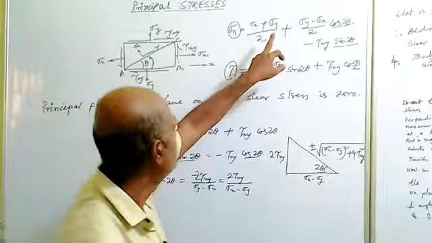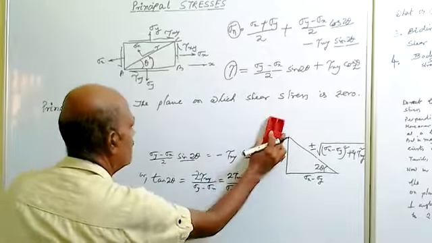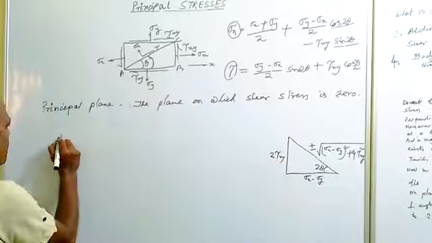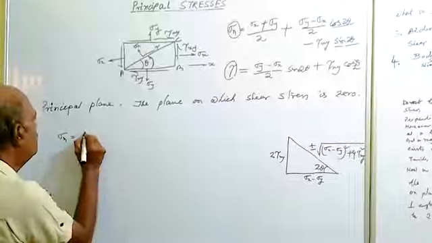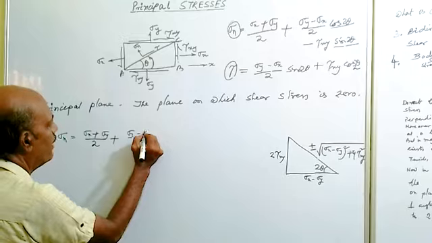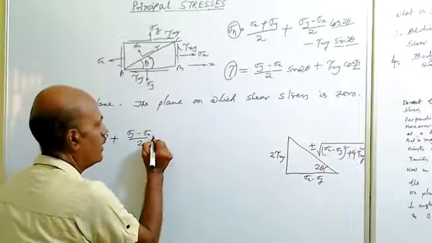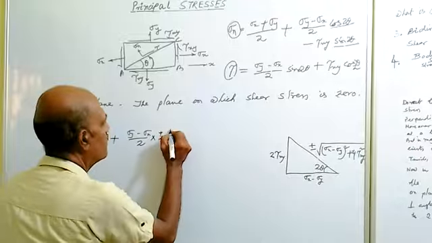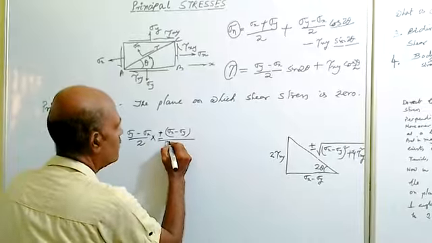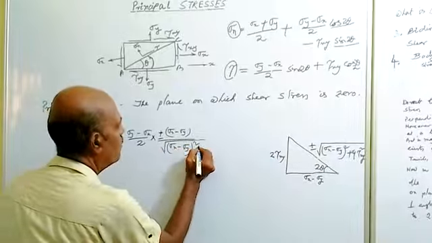So if we substitute for cos 2 theta and sin 2 theta, then sigma n becomes sigma x plus sigma y by 2, plus sigma y minus sigma x by 2 into cos 2 theta, meaning base by hypotenuse, into plus minus sigma x minus sigma y divided by square root of sigma x minus sigma y whole square plus 4 tau square xy.